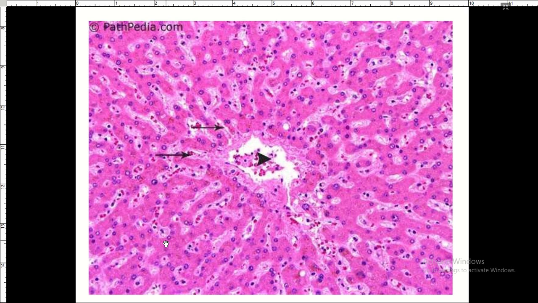Right, and take note of this. The hepatocytes can also be binucleated. You can actually see here, binucleated. It is usual, right? It is very usual to find binucleated hepatocytes. They can be binucleated, and they can be polynucleated, right? It is very important.